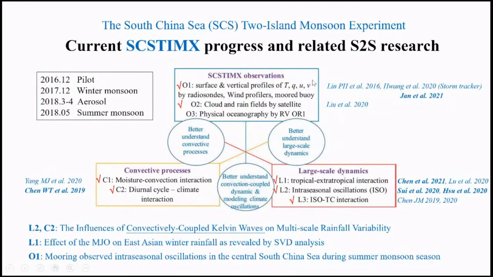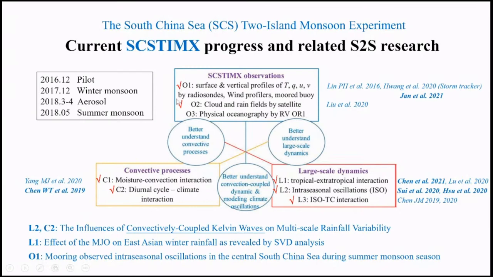And so I'm just trying to briefly go over the scientific objectives that stem from SCSTIMX all the way to current projects. So basically, we consider three components for this SCSTIMX research. The first one is the observations, and the SCSTIMX is the major field campaign. And then we have another component covering the large-scale dynamics, and the third component, which is the convective processes. Within the three areas, I listed the specific scientific objectives. So in the observation part, I listed three objectives.